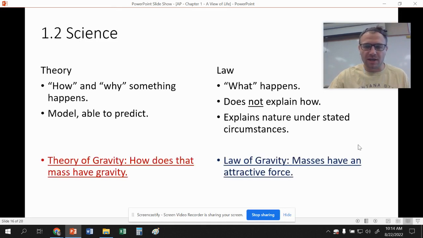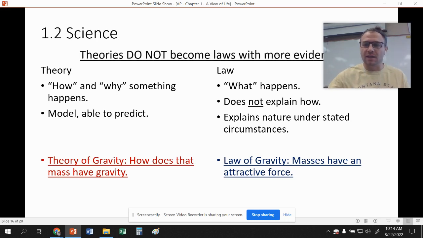All right, let's talk about a theory and a law. We've got to know the difference between a theory and a law. Theories describe how and why something happens, and they are able to model and predict things. The theory of gravity describes how mass has gravity. A law describes what happens. This does not explain how. It explains nature under certain circumstances. The law of gravity: masses have an attractive force. It doesn't describe how they have an attractive force, it just says, hey, they have an attractive force. Theories and laws are totally different. They are not describing the same thing.